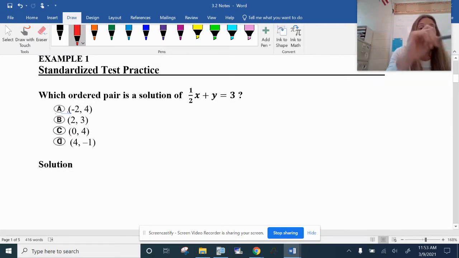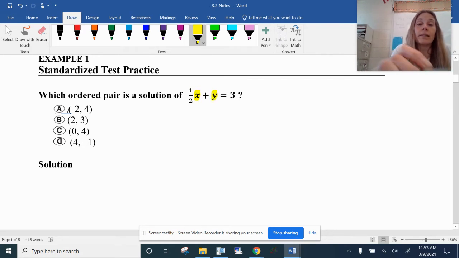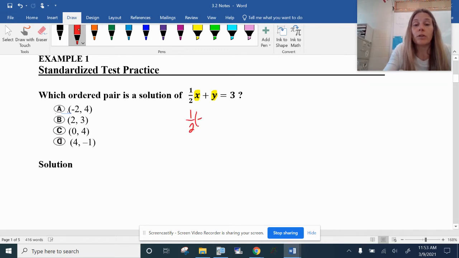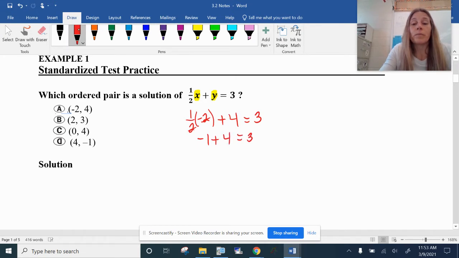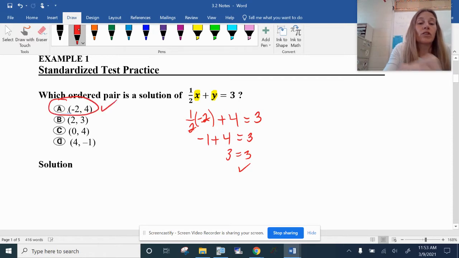a quiz or something like that, the easiest way to do this would be to test the points. So simply by substituting in the x's and then the y's and seeing if it produces a true statement. Now this particular question, if I substitute in example A, -2 for my x and 4 for my y, when I multiply these two, I get -1 plus 4, which does equal 3. Now, if this were a multiple choice question, I would be done there, assuming that I did that correctly.